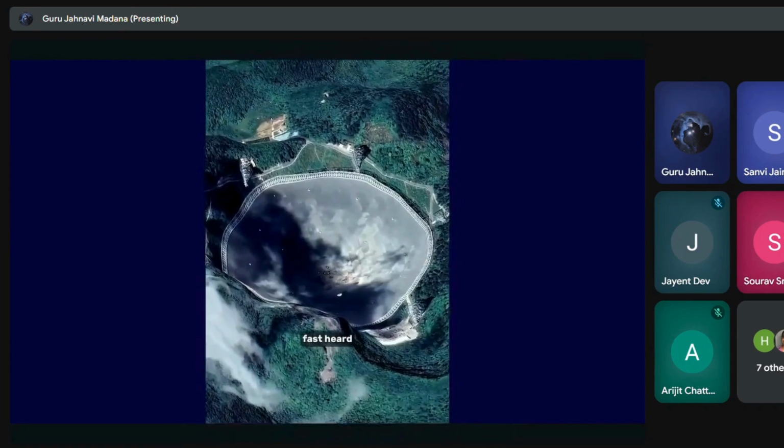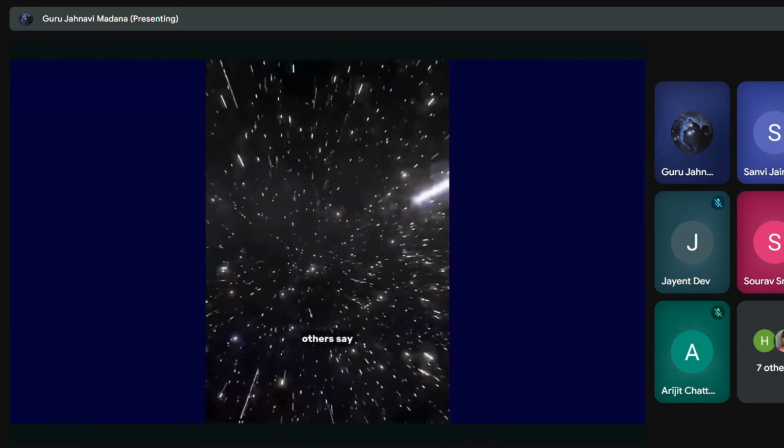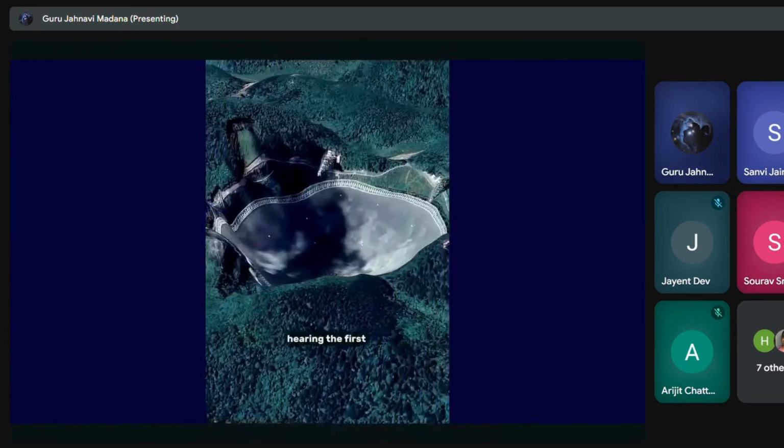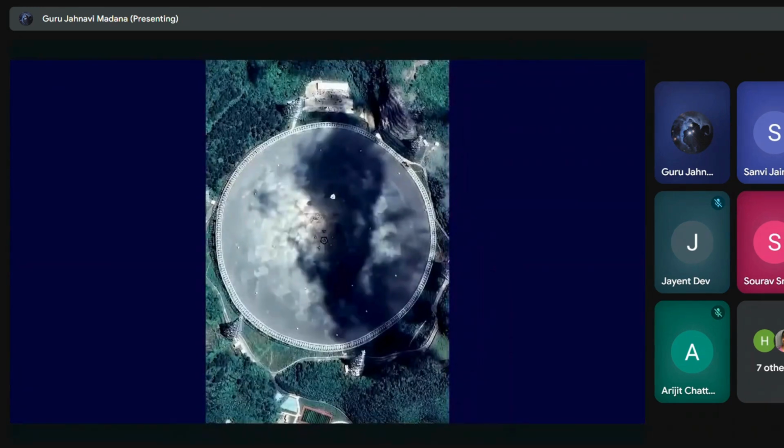In 2020, FAST heard a strange repeating signal, like a heartbeat in space. Some say it's noise, others say someone's trying to contact us. Is FAST hearing the first whispers from intelligent life? Or is something bigger going on in deep space?